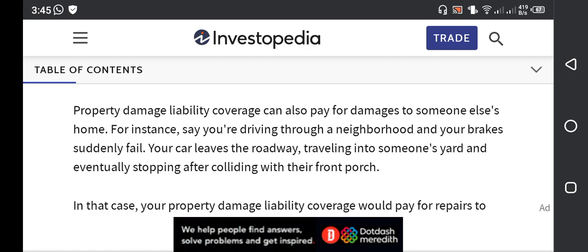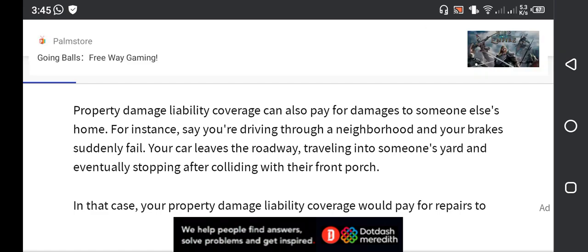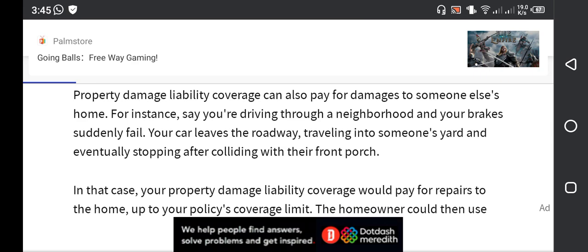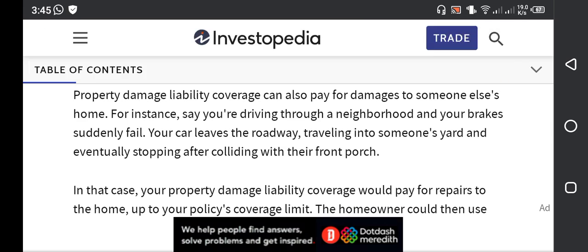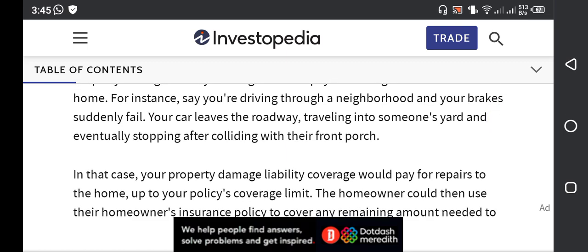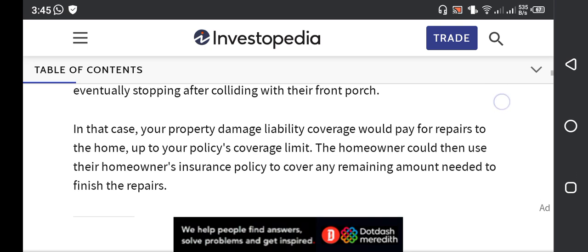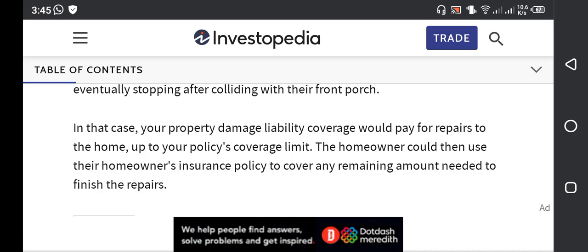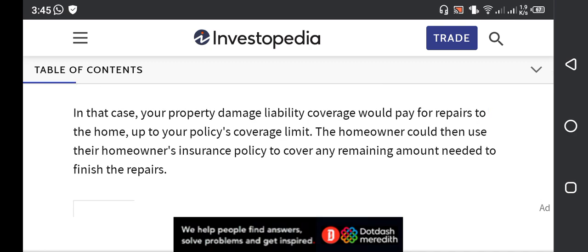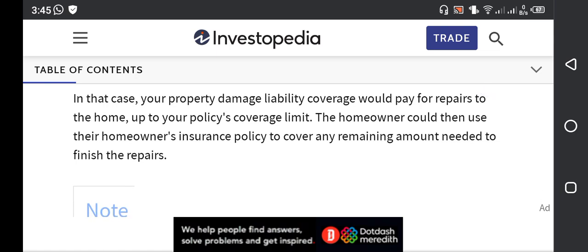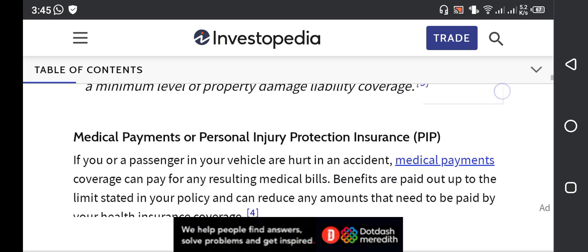For instance, say you are driving through a neighborhood and your brakes suddenly fail. Your car leaves the road, travels into someone's yard, and eventually stops after colliding with their front porch. In that case, your property damage liability coverage would pay for repairs to the home, up to your policy's coverage limit. The homeowner could then use their homeowner's insurance policy to cover any remaining amount needed to finish the repairs.